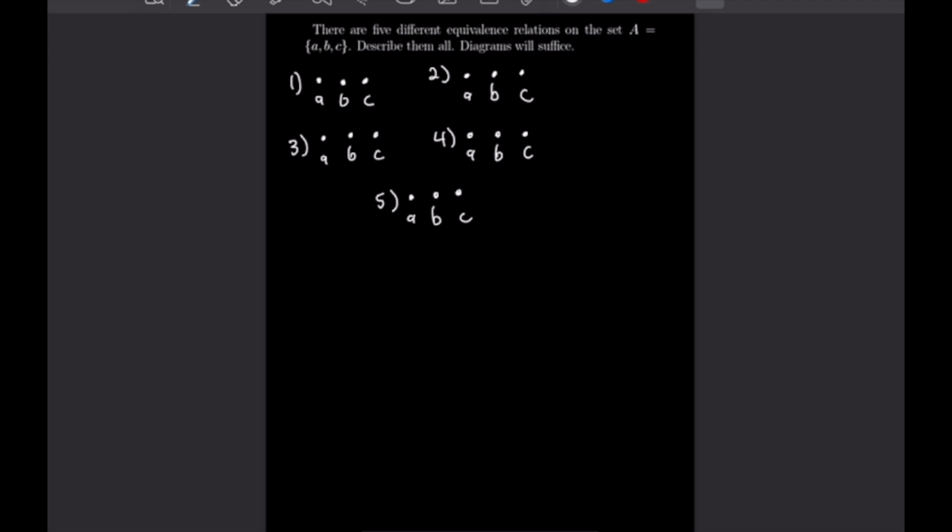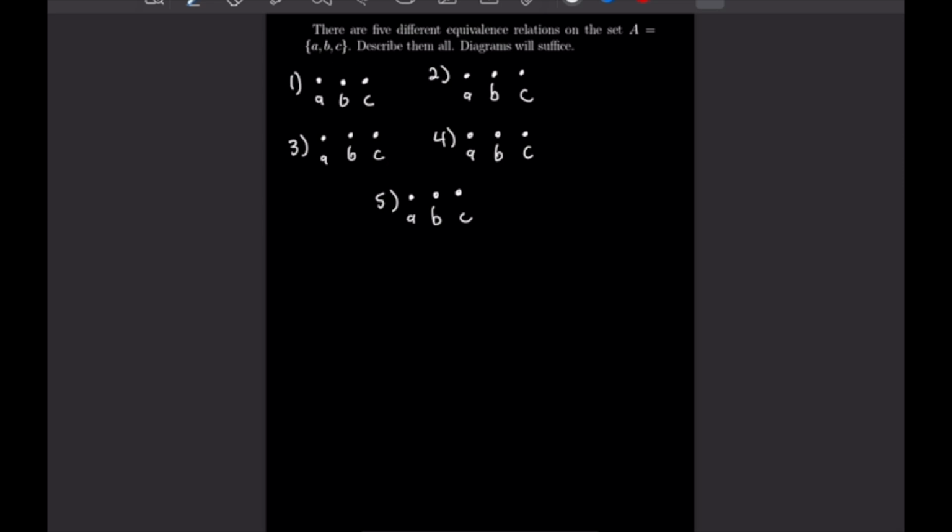This one says there are 5 different equivalence relations on the set A, which is equal to A, B, and C, and we want to describe them all by using diagrams. Let me go ahead by numbering these 5 diagrams and drawing out our A, B, and C for them. Okay, great. So there are our 5 diagrams.